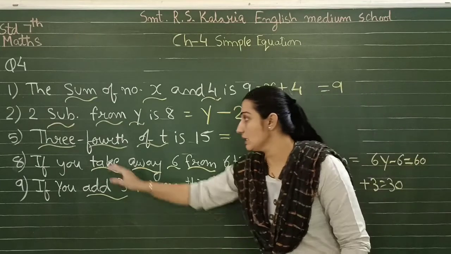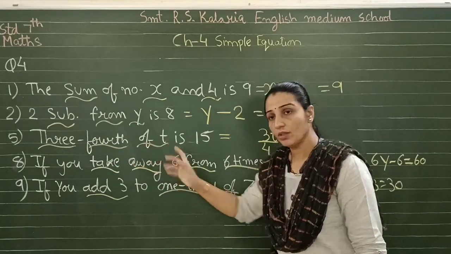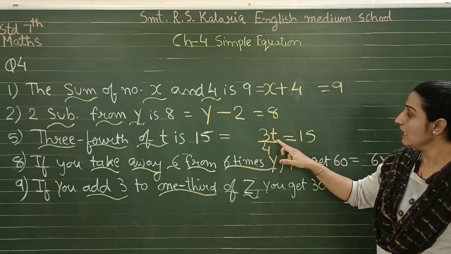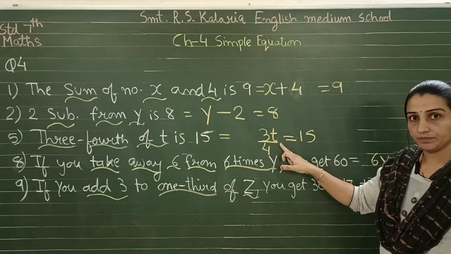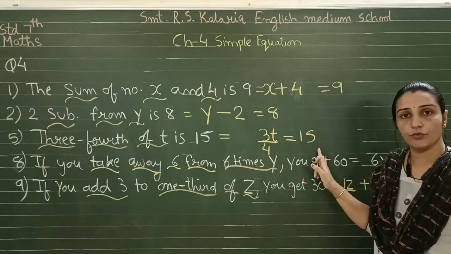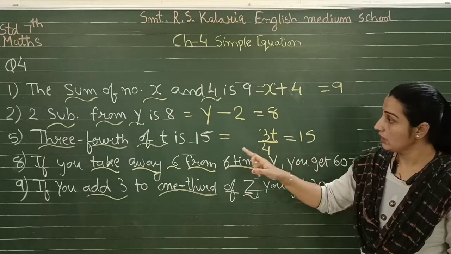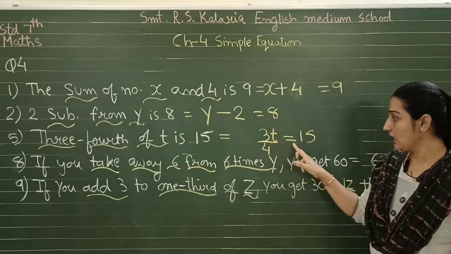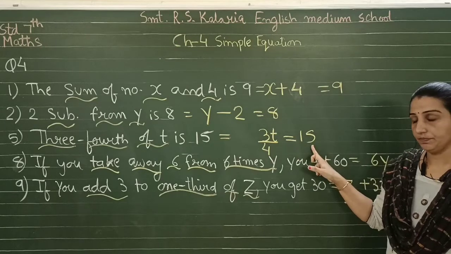Then we have, 3/4 of t. All of you know it is 3/4 of t, means 3/4 t is 15. Is means equals to 15. Again 3/4 of t means 3/4 multiplied by t is equal to 15.